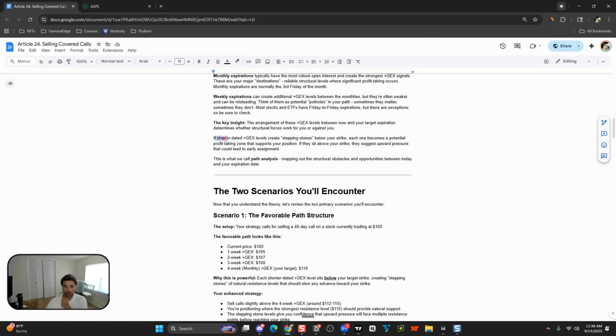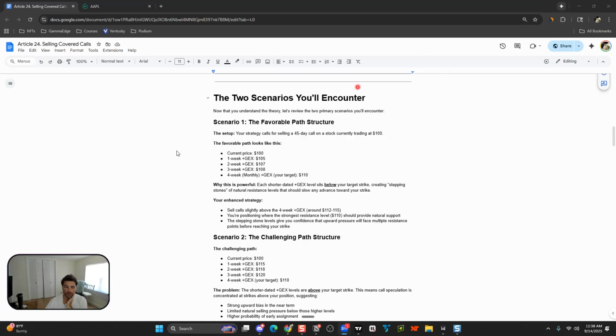Right, and so if shorter dated plus GEX levels create stepping stones below your strike, meaning say the stock is trading at 100, you're selling the 140s, and all the plus GEX levels between now and your expirations are below 140. These are the stepping stones, and each one becomes a profit-taking zone that supports your position. However, if all the plus GEX levels sit above your strike, they suggest upward pressure that could lead to early assignment. This is what we call path analysis, right? Path dependency, mapping out the structural obstacles and opportunities between today and your expiration date.